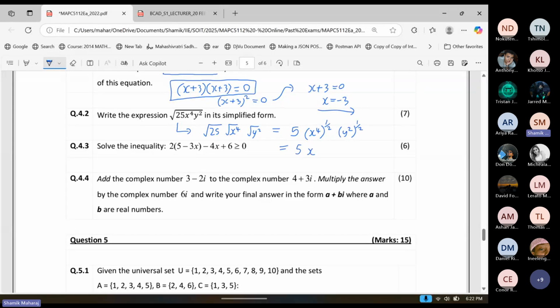X to the 4 to the power half is 4 over 2, right? Because that's essentially 4 multiplied by a half. The same is true with the y. This becomes y to the power 2 over 2. Right, that's what happens there. And then the 5 is still as it is. X to the power 4 over 2 is just x squared. Here we have to be careful. Y to the 2 over 2 becomes the absolute value of y, not just y.